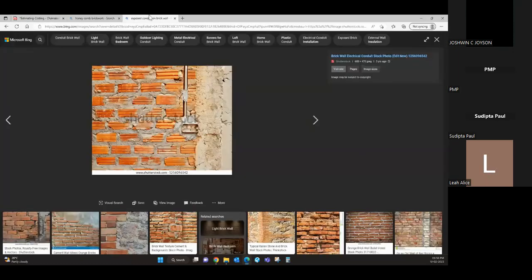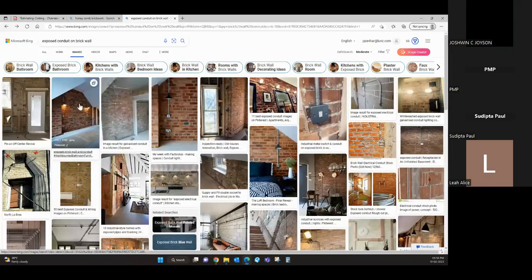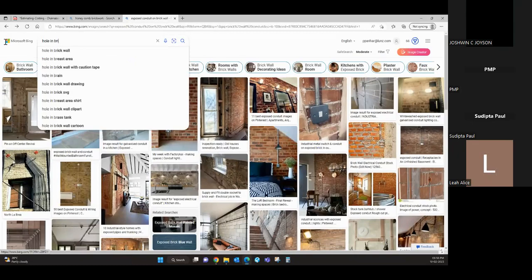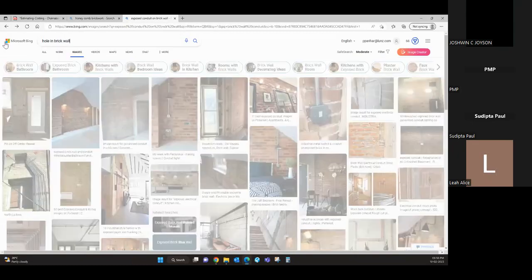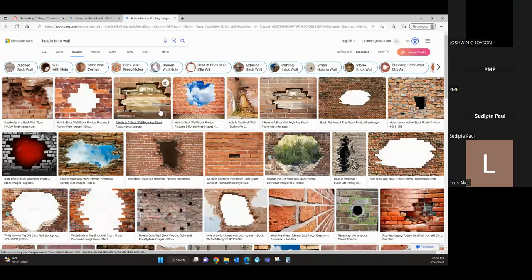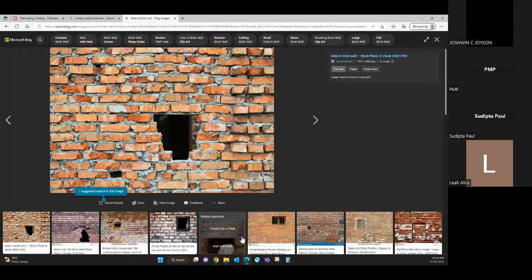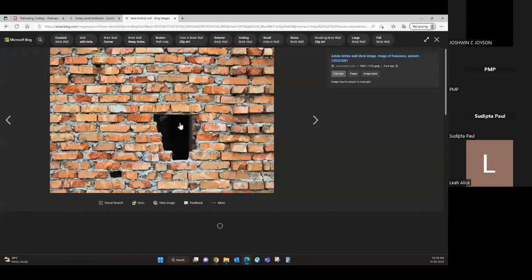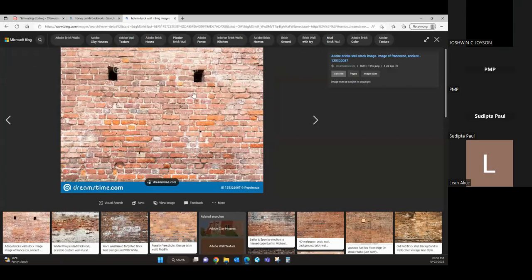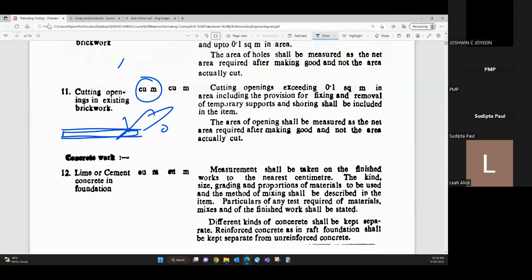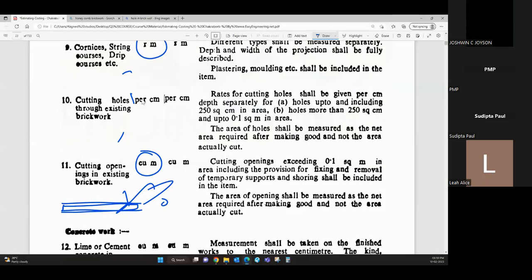Okay, and let us talk about the hole. This is known as the hole. Let's suppose you are creating a hole like this, or a hole like this. Since for these kinds of holes the height and width are always constant, the depth is considered as the parameter of rate. So you consider them as per centimeter.